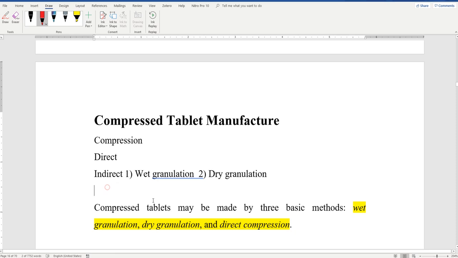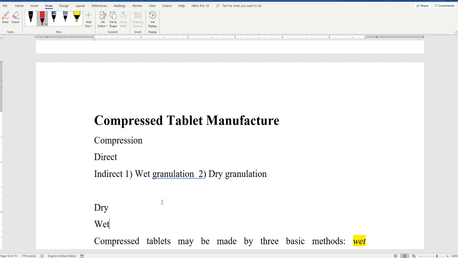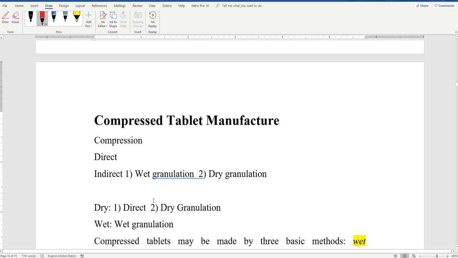You got it? يعني I can say here dry methods و wet methods. في الwet راح يكون عندي الإيش؟ wet granulation. طب في الدراي شو بكون عندي؟ اللي هو direct compression وهذا one. the second اللي هو ايش؟ اللي هو dry granulation. Okay, this is another way of classification.